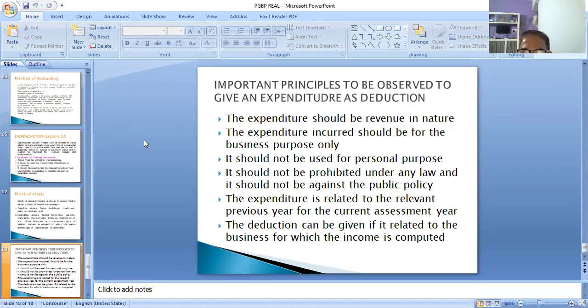The expenditure should be related to the relevant previous year for the current assessment. Assessment year 2020-21, previous year 2019-20. The expenses should belong to last year. Now, the deductions can be given if they are related to the business for which income is computed. All the expenses concerned with the business should be for the business purpose only, not for personal use. Okay, these are important rules, golden rules to be followed while giving expenditure as deduction.